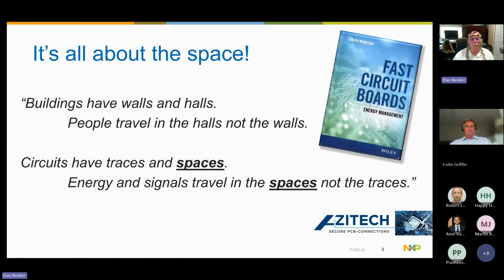But one thing that Ralph said in every one of his lectures, he would start and end with this very profound statement: buildings have walls and halls, people travel in the halls, not the walls. Circuits have traces and spaces. Energy and signals travel in the spaces, not the traces. He said this over and over and over again.